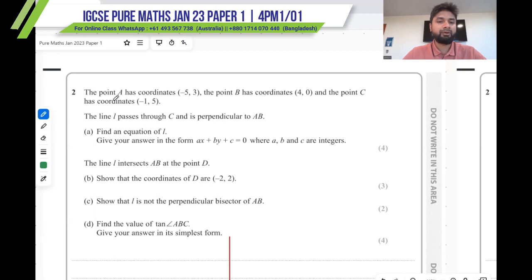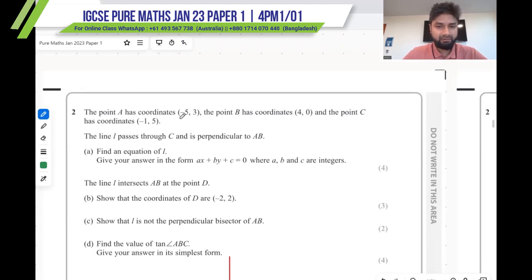So question 2 says the point A has coordinate -5, 3, B has coordinate 4, 0, and C has coordinate -1, 5. The line L passes through C, this coordinate, and is perpendicular to AB. Find the equation of L. Give your answer in this format, where A, B, and C are integers.